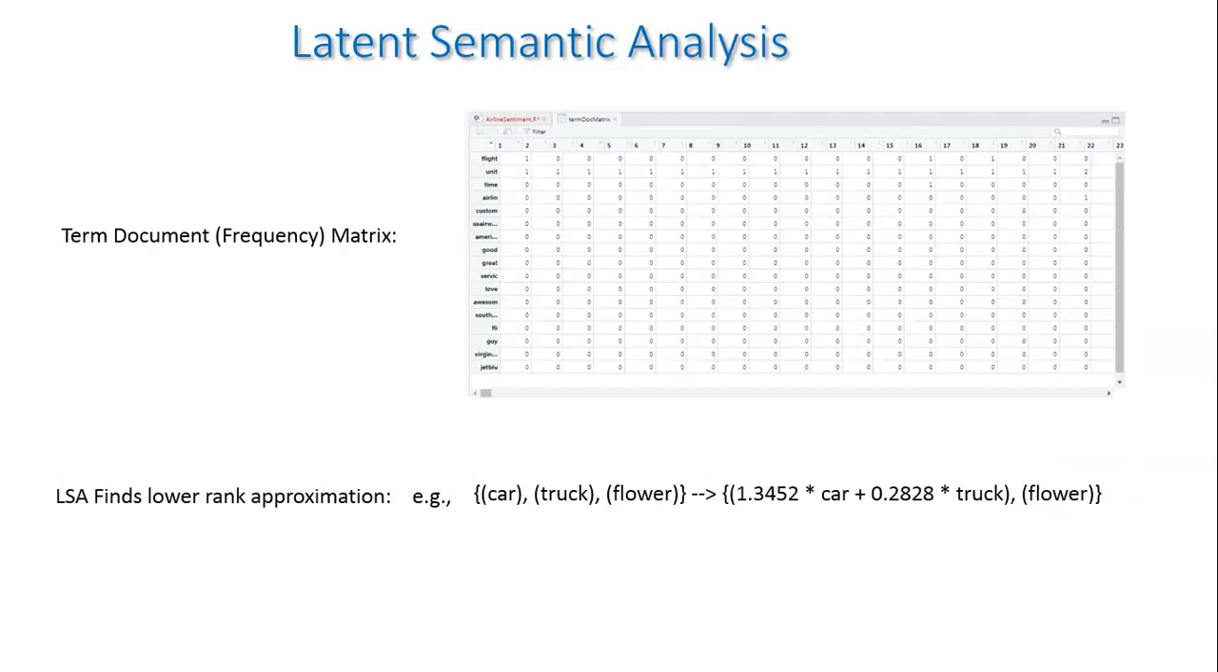So here is the first method of doing semantic analysis. It's called latent semantic analysis. You will be encountering parts of this in your tutorial. I have shown the term document frequency matrix, which will be generated when you plot certain things in the tutorial. Every column is a tweet or a document, and every row is a term. So for example, the term flight occurs in the first document once.